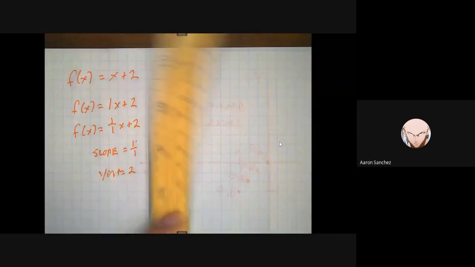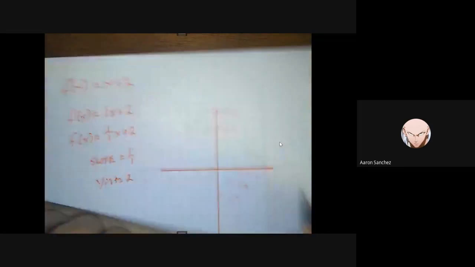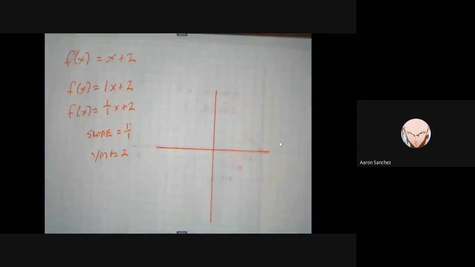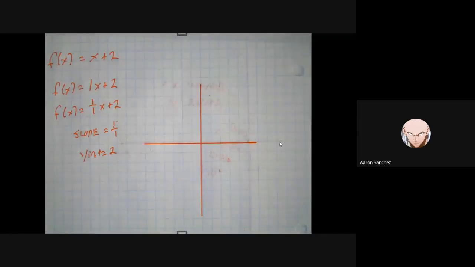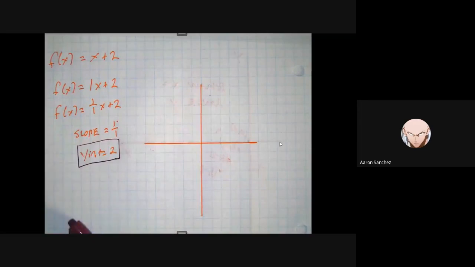So you guys go ahead and graph it on that paper if you can. I don't know how neat you can get. Graph that. Graph it on the pear deck. So we have a slope of 1 over 1 and a y-intercept of 2.